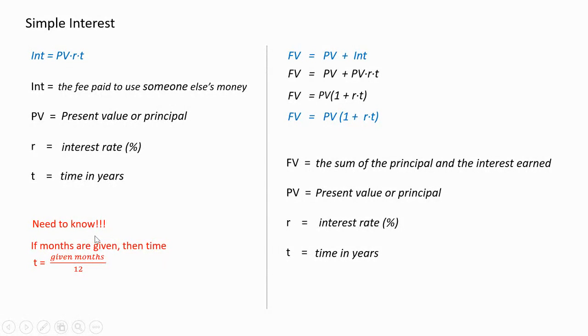Now, here's what you need to know. If months are given, then time will be the given months over 12, because the time is in years. And the interest rate must be in decimal form. For example, if you have 5%, you move the decimal 2 places to the left and drop the percent symbol, like 5% equals 0.05. So this is what you've got to know for simple interest.